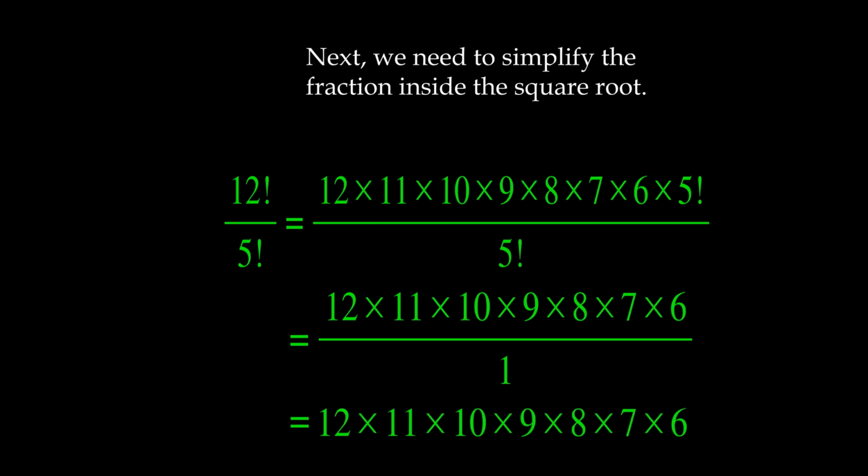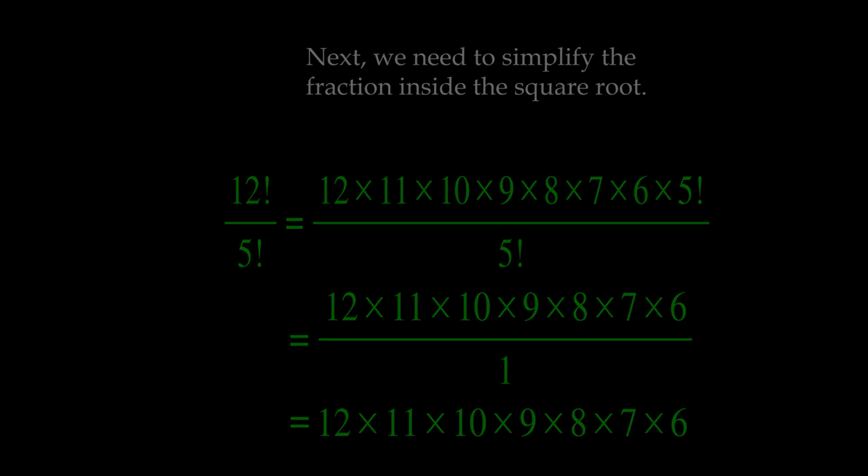12 factorial, which is 12 times 11 times 10, and so on, all the way down to 1. Similarly, 5 factorial, which is 5 times 4 times 3 times 2 times 1. When we divide 12 factorial by 5 factorial, we can cancel out the 5 factorial in both the numerator and the denominator. This leaves us with 12 times 11 times 10 times 9 times 8 times 7 times 6.